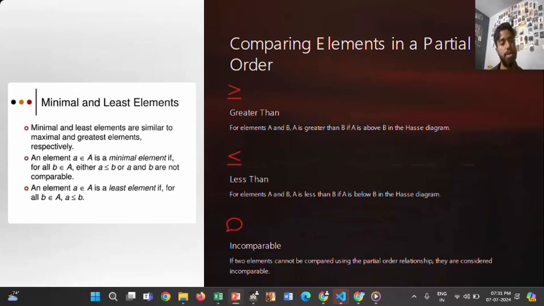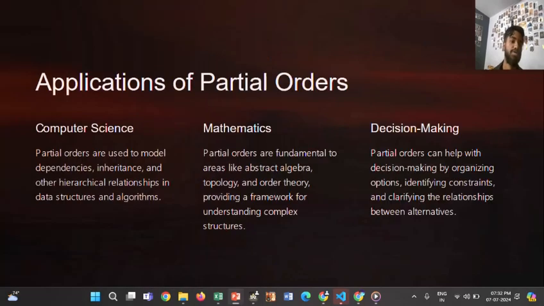Example: minimal and least elements. Minimal and least elements are similar to maximal and greatest elements respectively. An element a belonging to A is a minimal element if for all b belonging to A, either a is less than or equal to b, or a and b are not comparable. An element a belonging to A is a least element if for all b belonging to A, a is less than or equal to b.